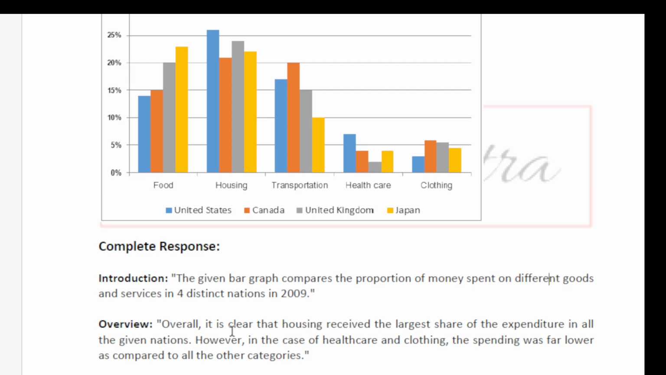Now we need to see how we can write the body paragraphs. We will be using all the formations to write body paragraphs 1 and 2. If we look closely, we can start with housing. I would like to start with the highest point. Then we can use the followed by formation to mention all the other figures.